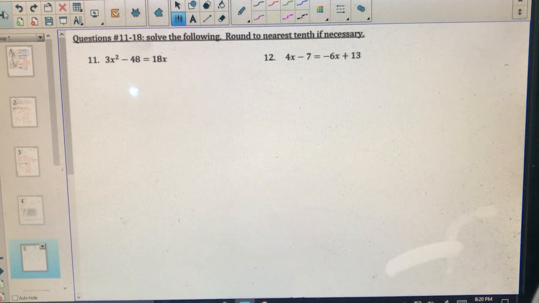So when I look at 11, it says 3x squared minus 48 is equal to 18x. That I can tell right off the bat is a quadratic. The reason that I know that is a quadratic is because it has an x squared in it. So there's two different types of solving that I can do. I can either try to factor it and tee it up, or I can use the quadratic formula. On my key online, I have both methods. I'm going to go through the factoring and teeing it up method.